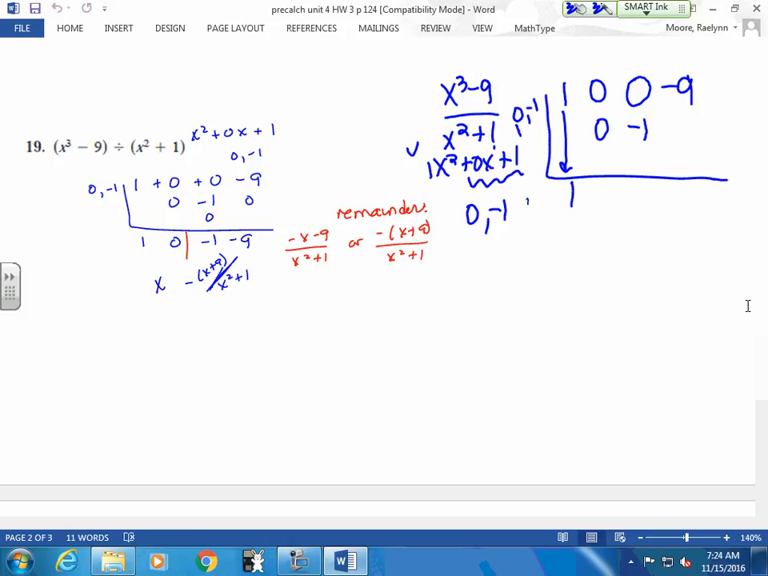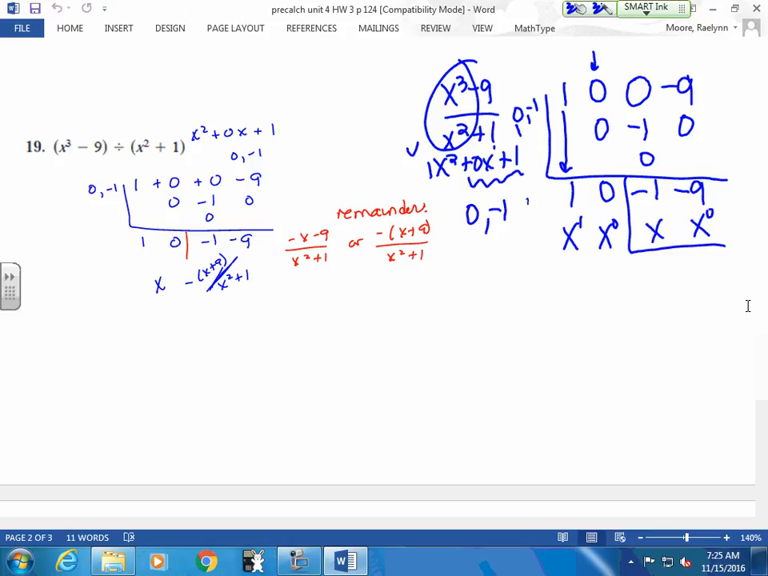I just add down this column. 0 plus 0, 0. And then I do it again, left to right. 0 times 0, go to the right, 0. Negative 1 times 0, go to the right, 0. This is completed now, so I add both of these down. Negative 1, negative 9. So I look back here, and I look at my front end. X cubed over x squared, what's my result? X. So this guy is x to the 1, x to the 0. This is my remainder.